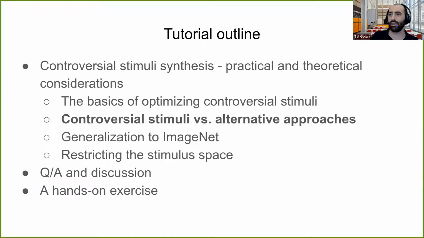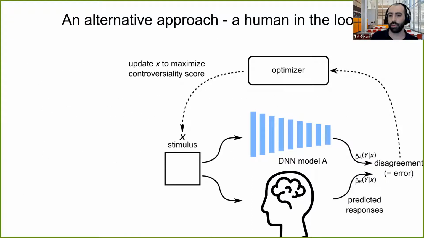So now, once we cleared the table, we can discuss some more theoretical considerations. I'm going to compare controversial stimuli to alternative approaches. One alternative approach would be to have a human in the loop. In principle, we can have the person inside the optimization loop and optimize stimuli that will cause disagreement between the model and the human observer. I think that this is a very attractive idea, but it's very inefficient. It's very difficult at the moment.